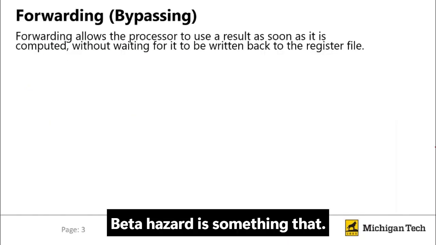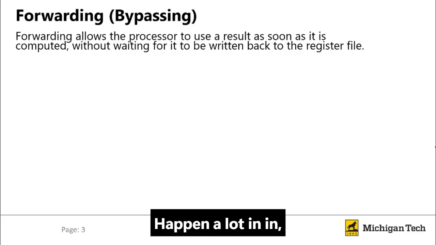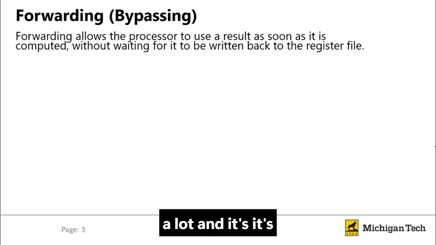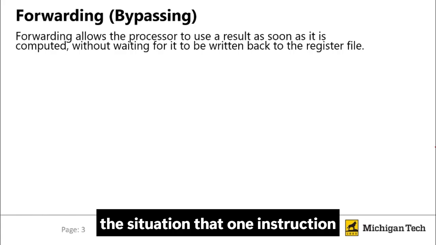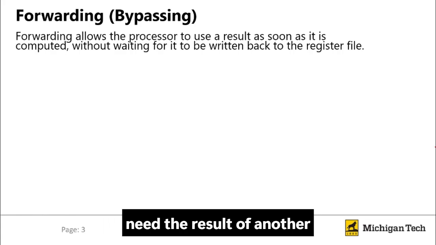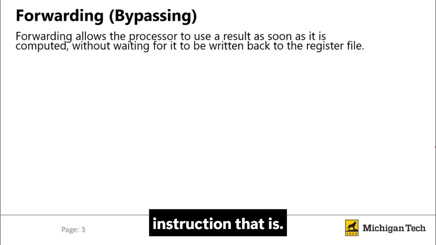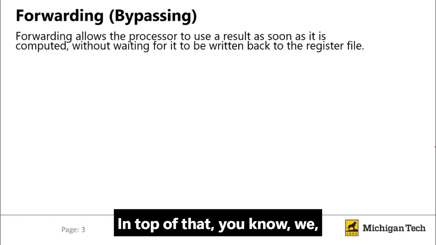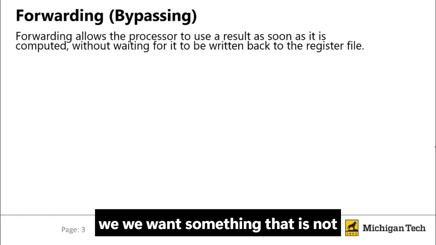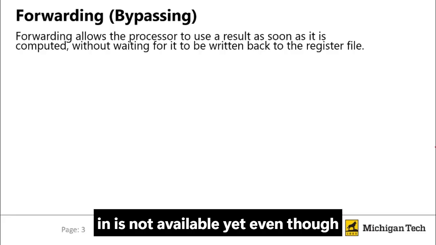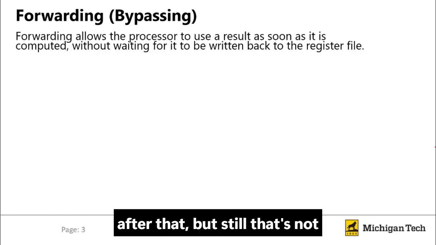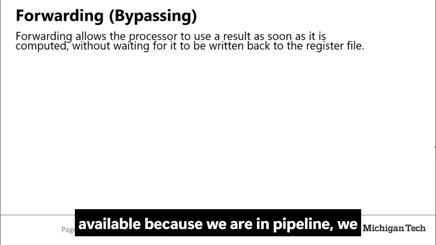Data hazard is something that happens a lot in assembly code. It's the situation where one instruction needs the result of another instruction that is on top of it. We want something that is not available yet, even though it's the first instruction and we are after that, but it's still not available because we are in a pipeline. We are sharing these stages.